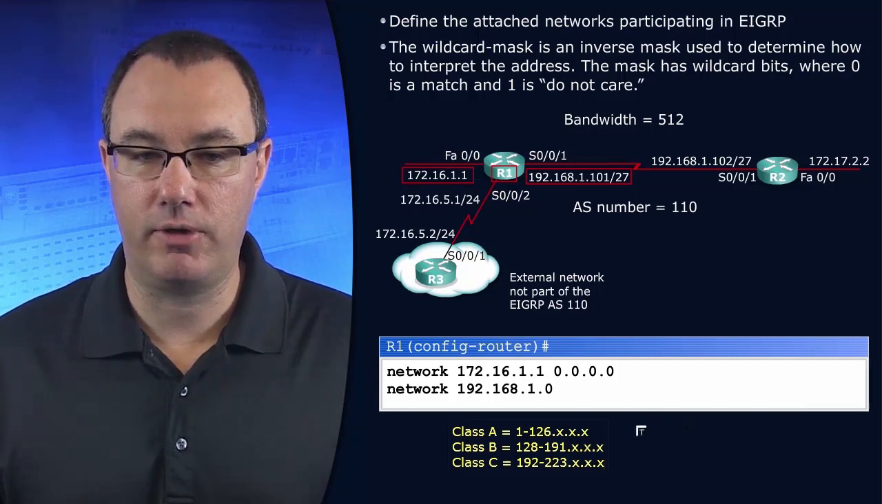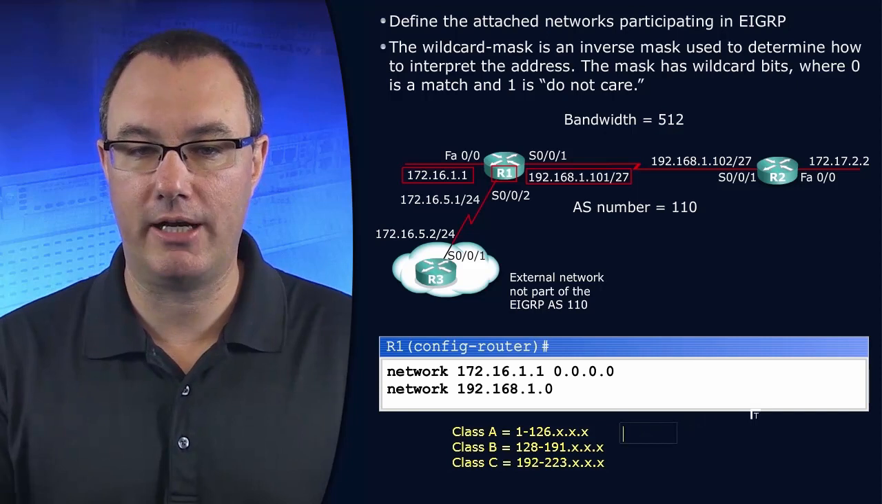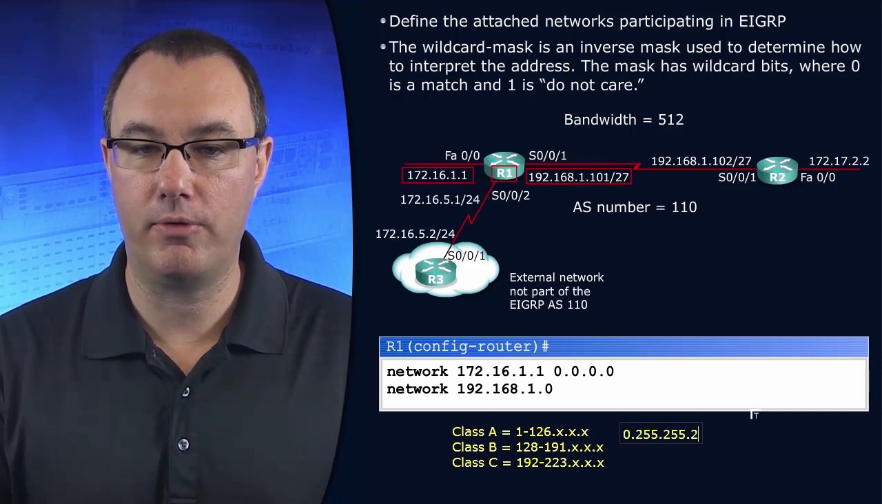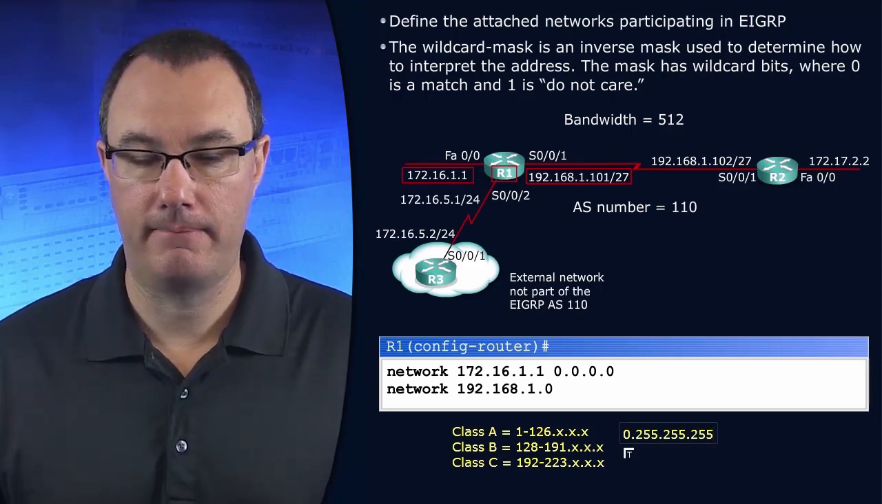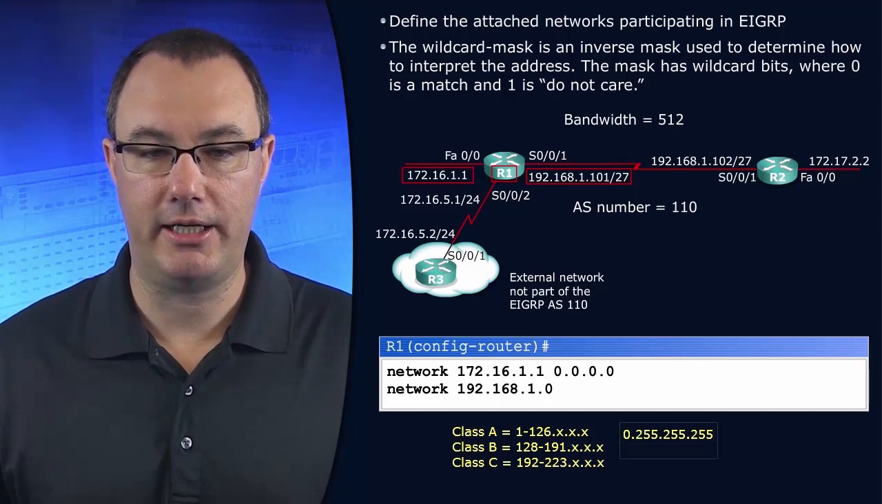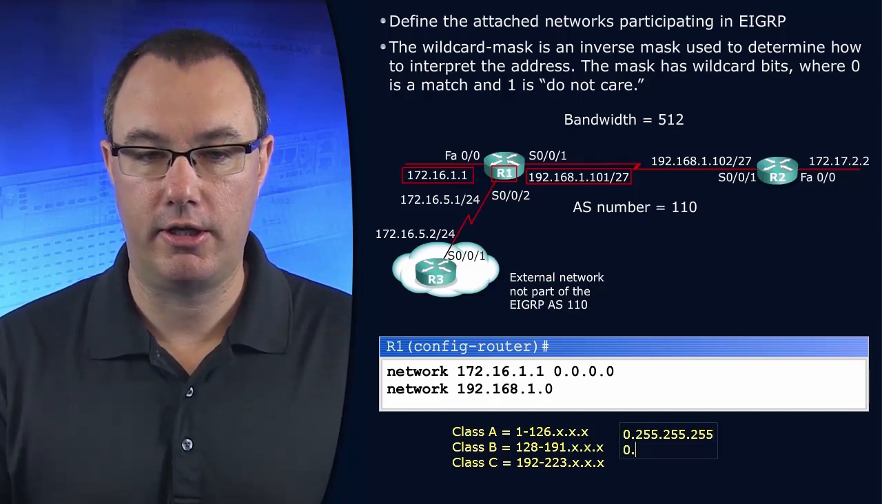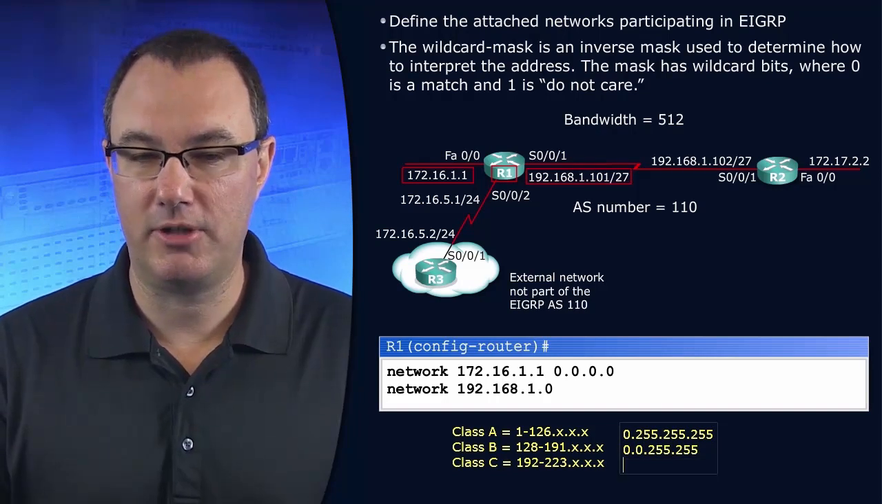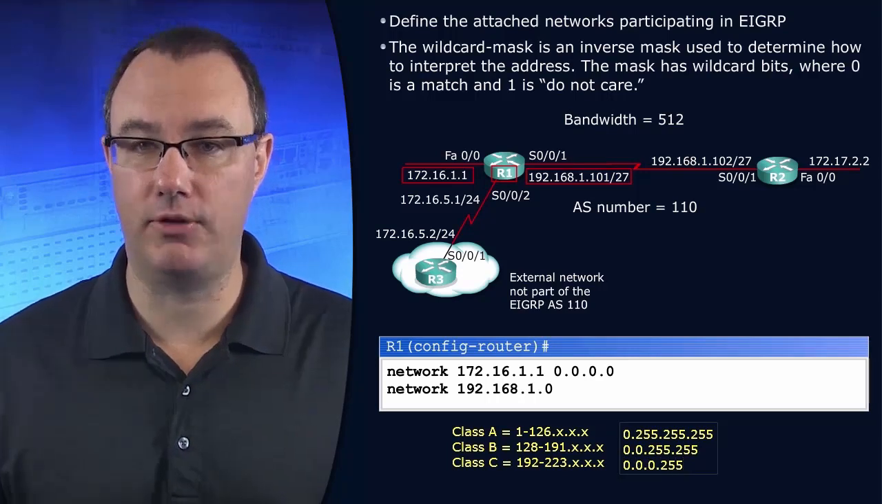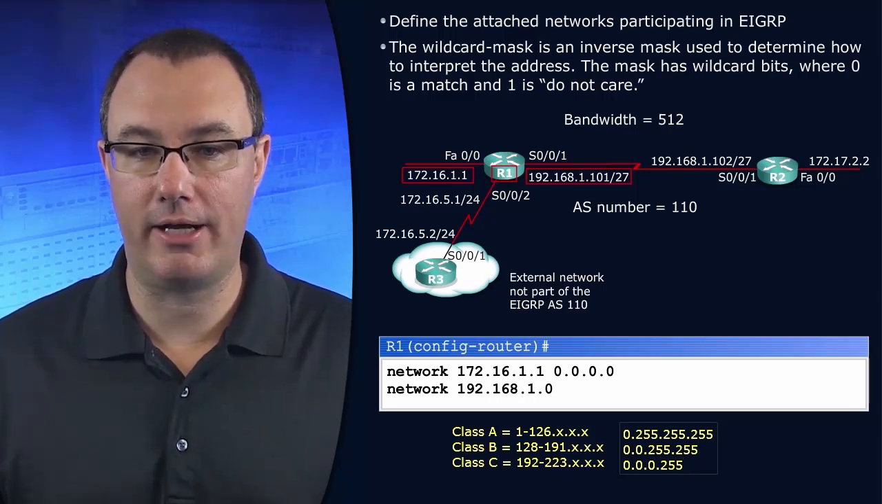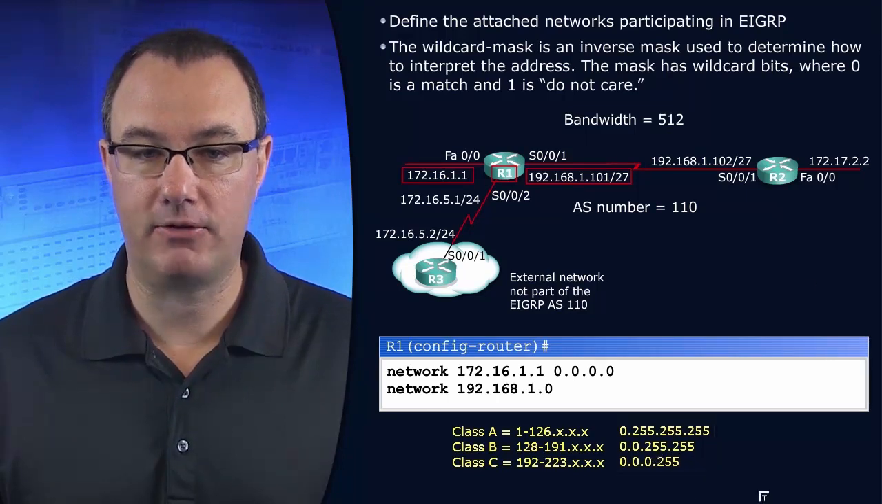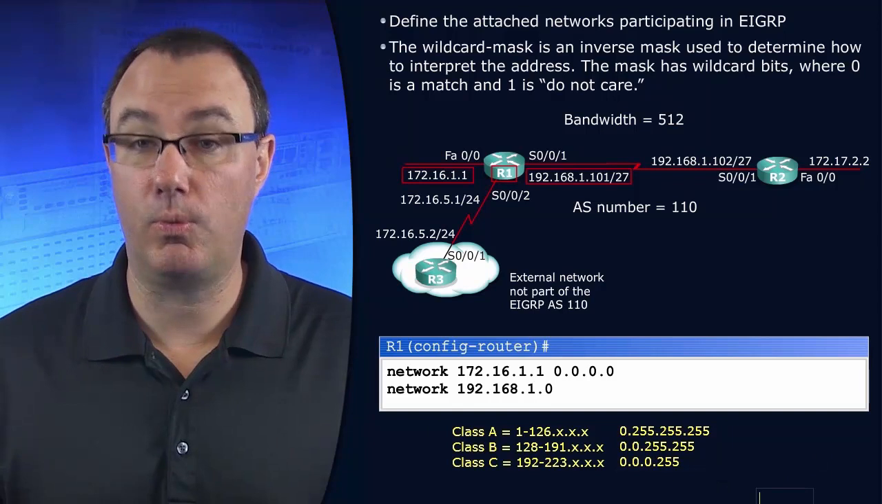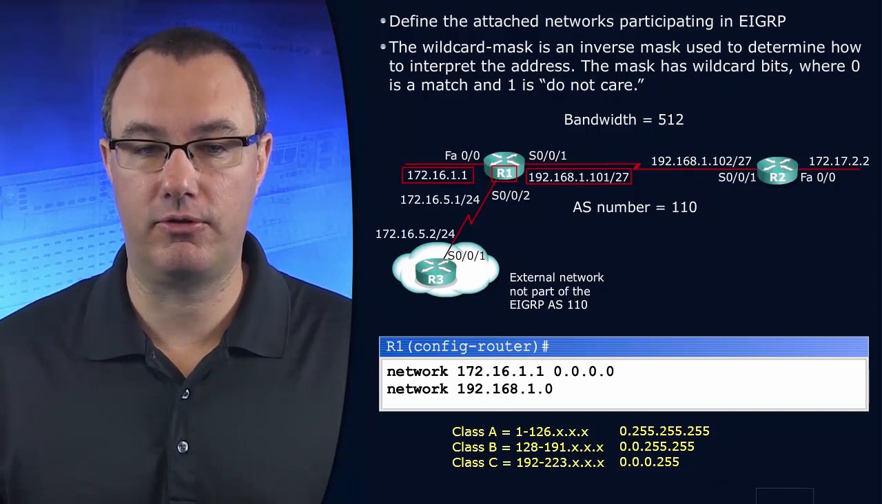And if we don't have a mask, then we will get one provided to us. It will be based on the first octet of the IP address specified. So I'm going to say that again. The network command behaves classfully if you don't have a wildcard mask. These are essentially classful masks. Classful wildcard masks. They're the inverse.